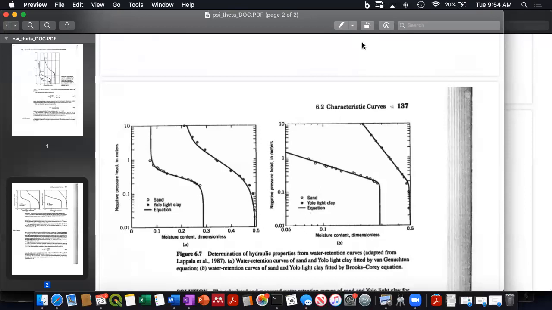What's that? Oh, we don't have the Green-Ampt model. Well, you'll have to look that one up, I guess. It's real easy. Yes, I do. Thanks, Lily. Autumn, I have yours electronically, so we're good.